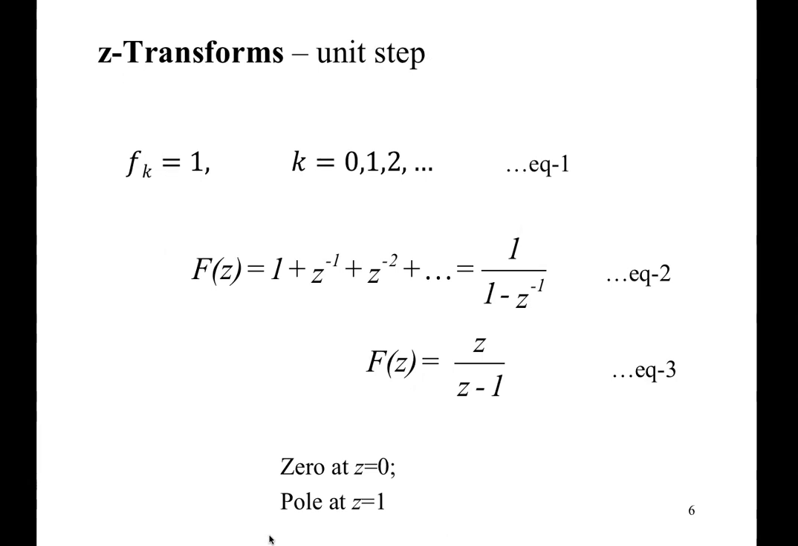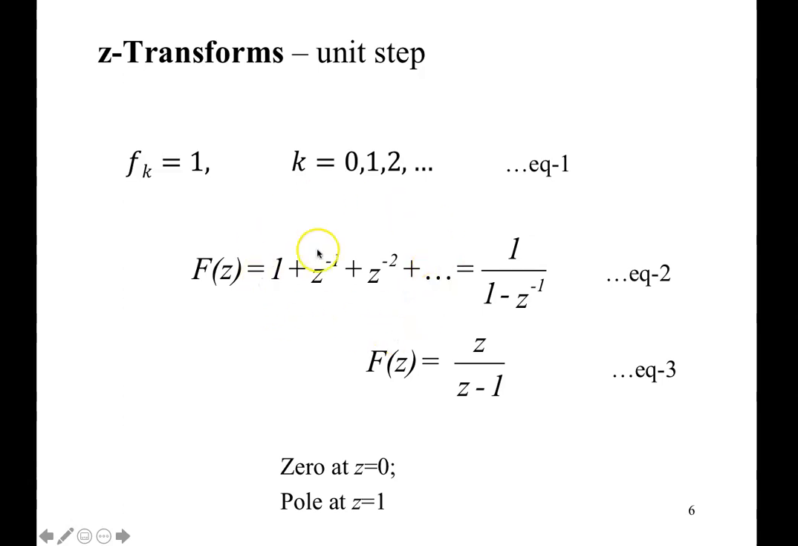If I have a unit step signal, that's the case where the discrete time sequence has a constant value, regardless of what k value you have. So k equals 0, 1, 2, whatever, f(k), the sequence, will be 1. Now you can apply the z-transform to that, and so this becomes 1 plus z to the power of minus 1, because the value is 1. Then the third value is also 1, so it's 1 times z to the power of minus 2, and then plus 1 times z to the power of minus 3, and so on.